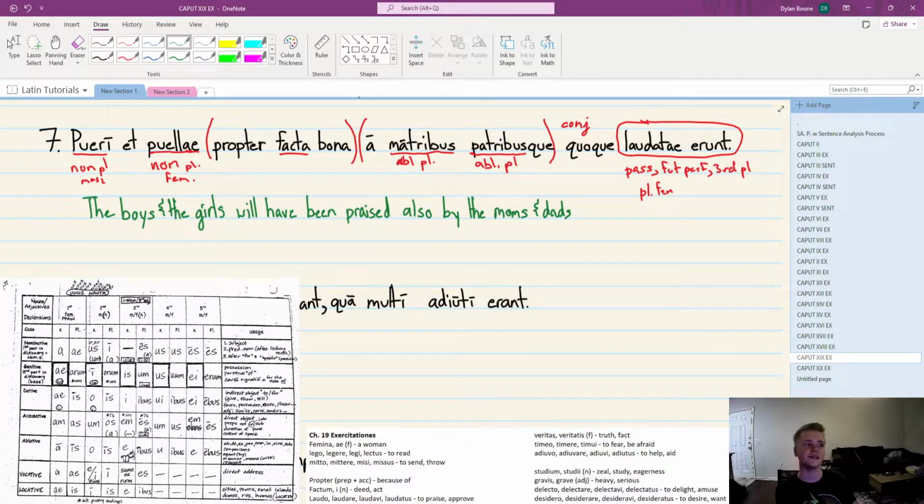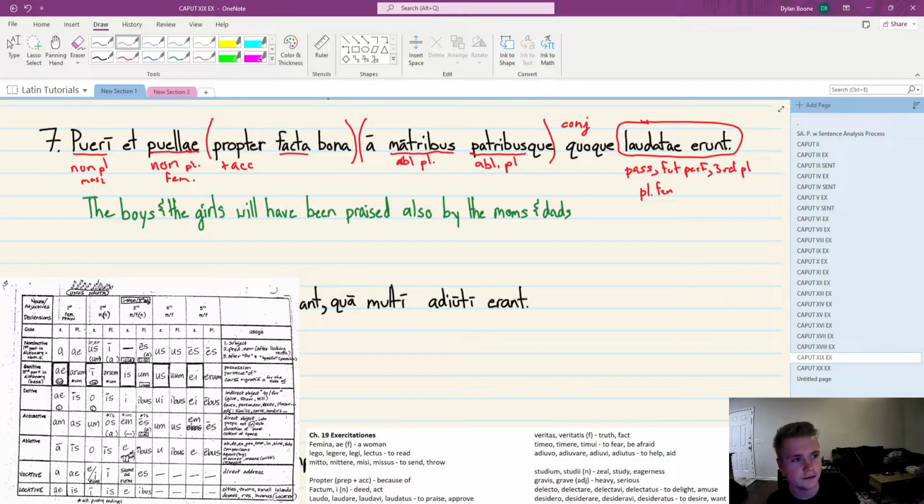And then the other question that we kind of have in our brain here is why. We could end it here, but that's fine. So propter is a preposition which takes the accusative. It takes the accusative, and it means because of.